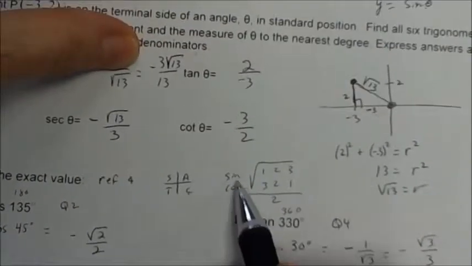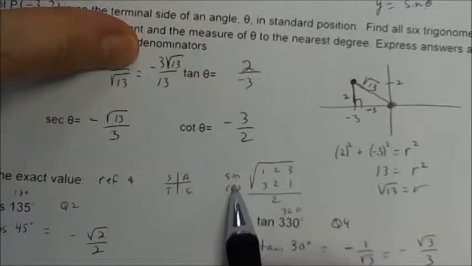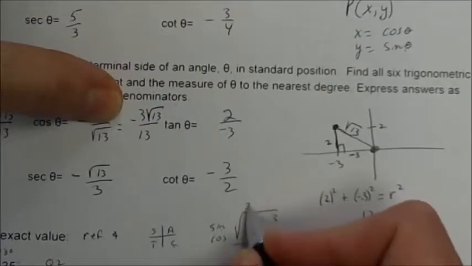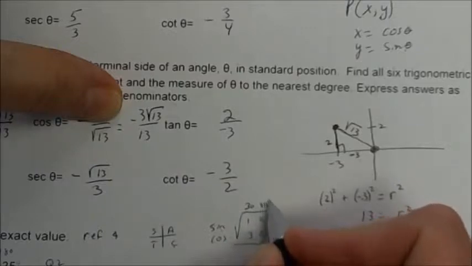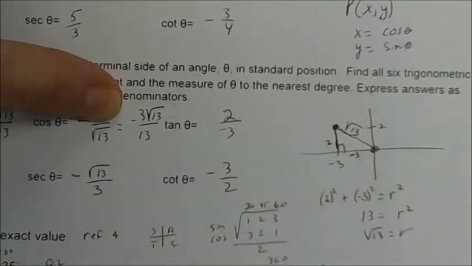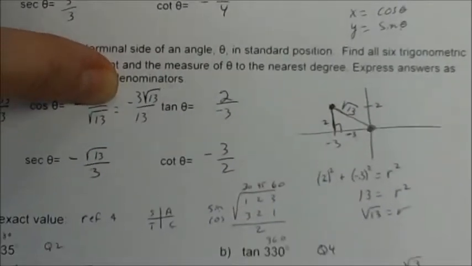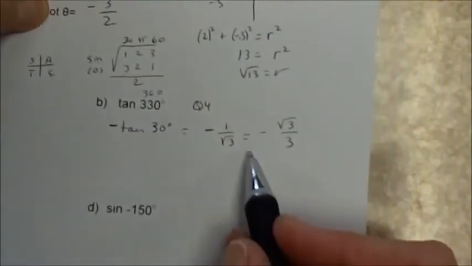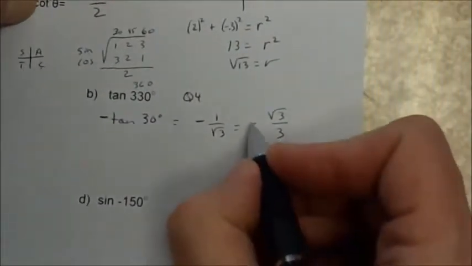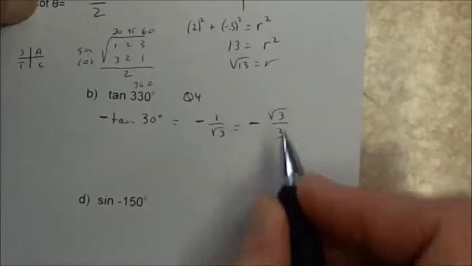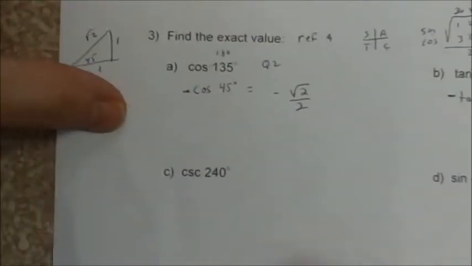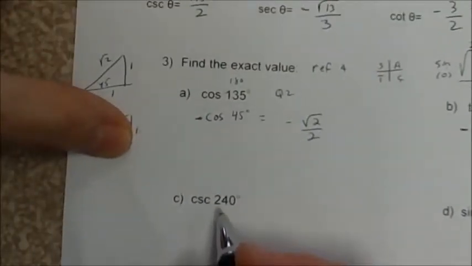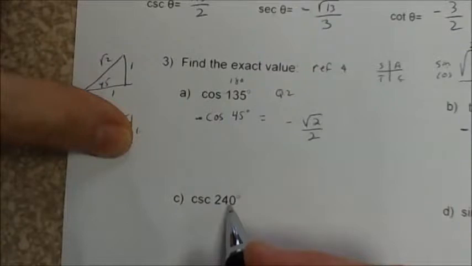Or if you want to use the trick, remember sine over cosine is tangent. Oops, we forgot our angles, 30, 45, and 60 degrees for our trick. But this tangent of 330 degrees is negative square root of 3 over 3, negative. Cosecant is the reciprocal of the sine.